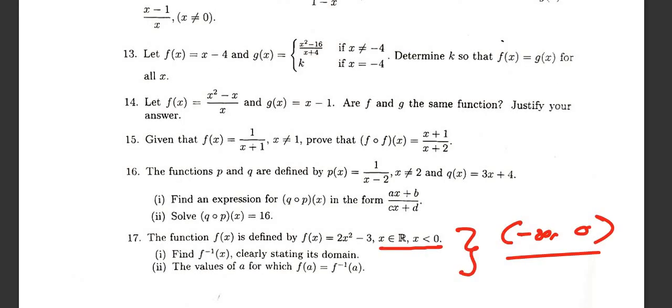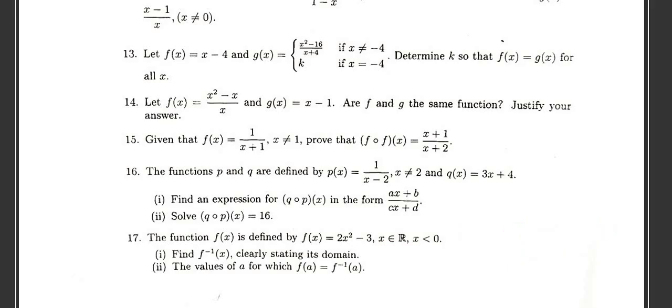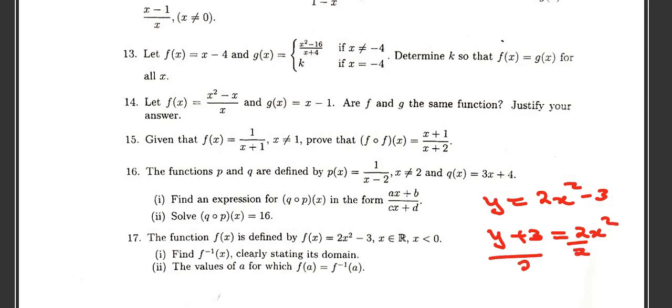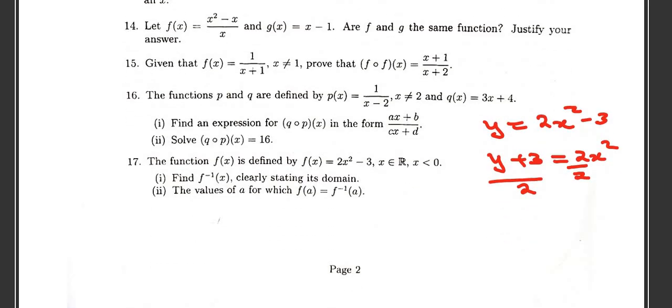This is what they're asking us in this question. They are saying, find the inverse of this function, stating clearly its domain. So how do we get the inverse of a function? You let y be equal to the expression. So y is equal to 2x squared minus 3. Then y plus 3 is equal to 2x squared. You can divide by 2, so y plus 3, over 2, is equal to x squared.